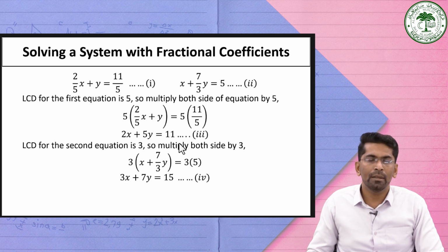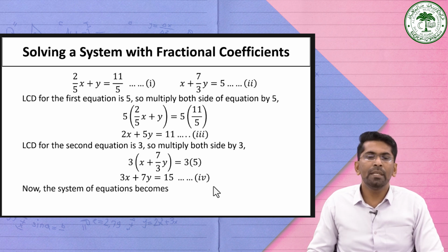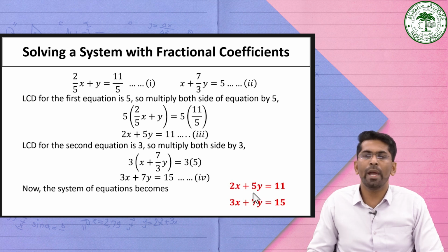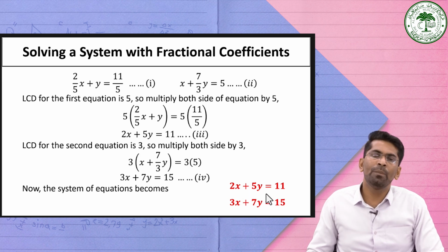See, we have a system of linear equations. Without having the fractional coefficient, we have already removed the fractional coefficient. So we have the system of linear equations, that is 2x plus 5y is equal to 11, 3x plus 7y is equal to 15. Now you can solve this equation either by using the direct substitution method or by the elimination method. You go through it and solve it accordingly.